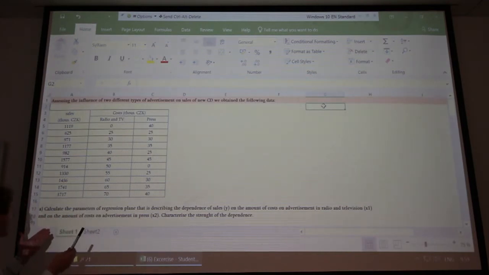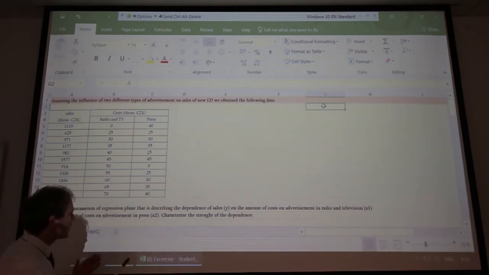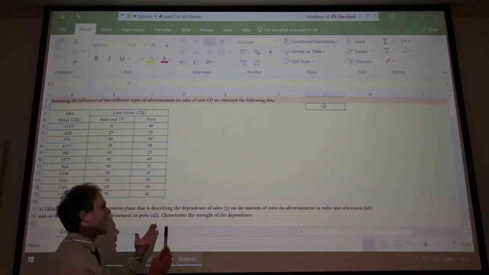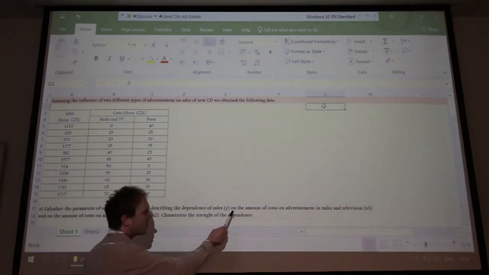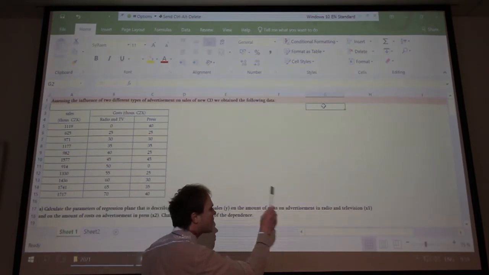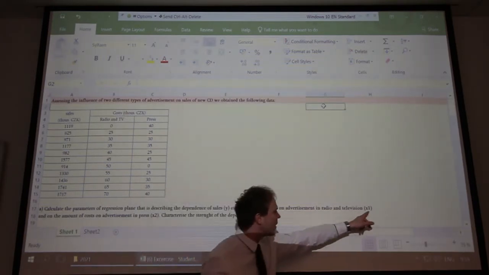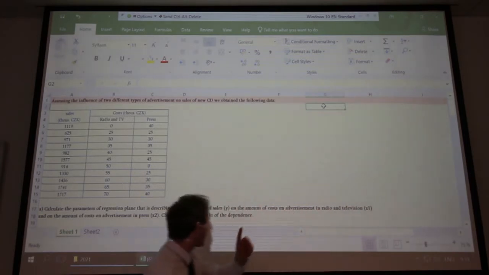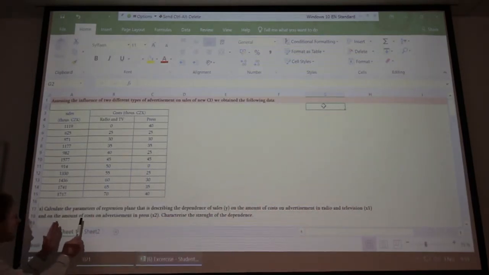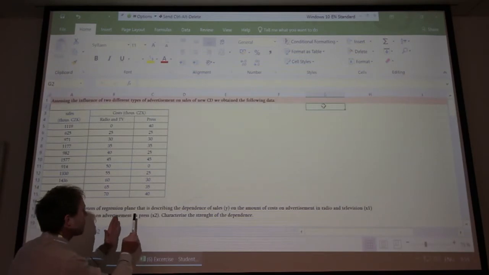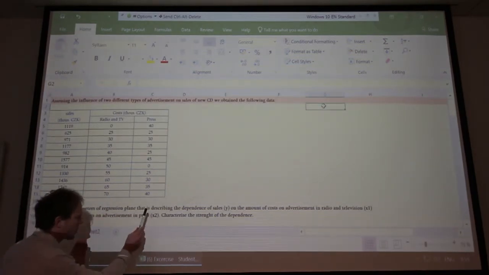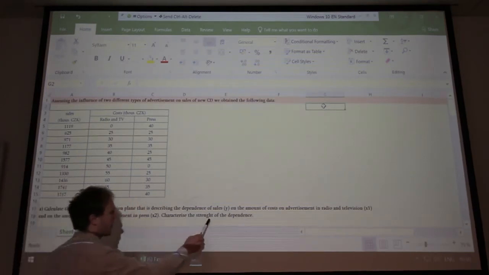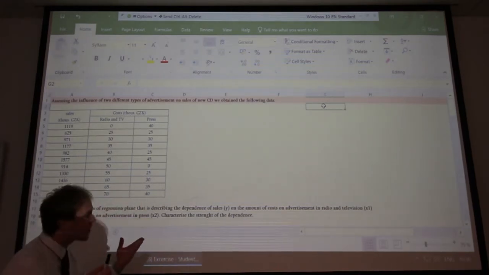What can we do? Calculate the parameters of regression plane that is describing the dependence of sales. Sales are dependent variable, on the amount of costs on advertisement in radio and television, independent variable x1, and on the amount of costs on advertisement in press, independent variable, explanatory variable x2. And we would like to characterize the strength of the dependence.